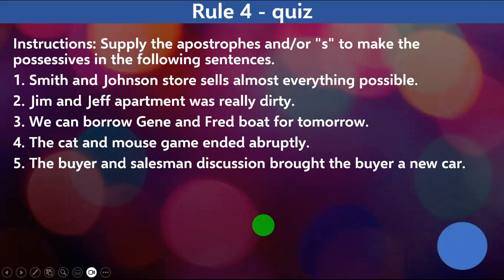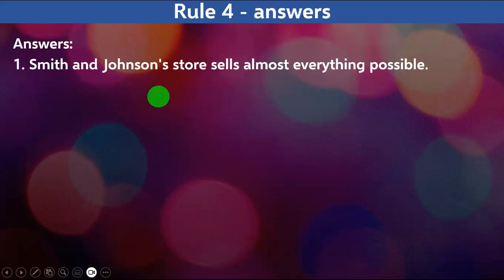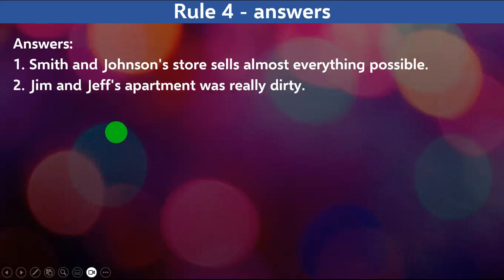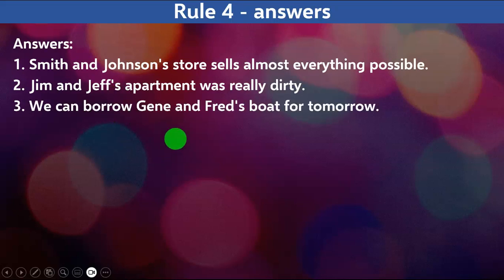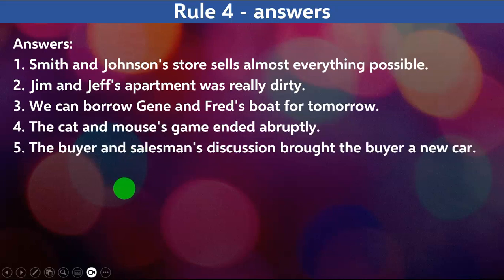All right, people, let us look at the answers for rule number 4. First one, Smith and Johnson's store sells almost everything possible. Joint ownership. Number 2, Jim and Jeff's apartment was really dirty. Jeff's apartment. Number 3, we can borrow Jean and Fred's boat for tomorrow. Number 4, the cat and mouse's game ended abruptly. And number 5, the buyer and salesman's discussion brought the buyer a new car. Right. So those were the answers for rule number 4, where we talked about joint ownership.